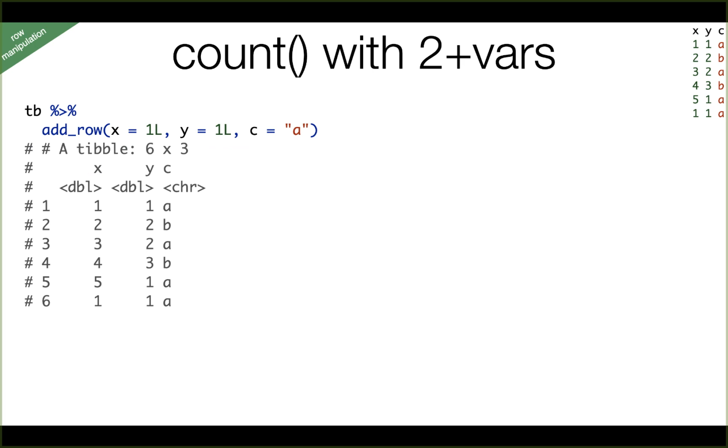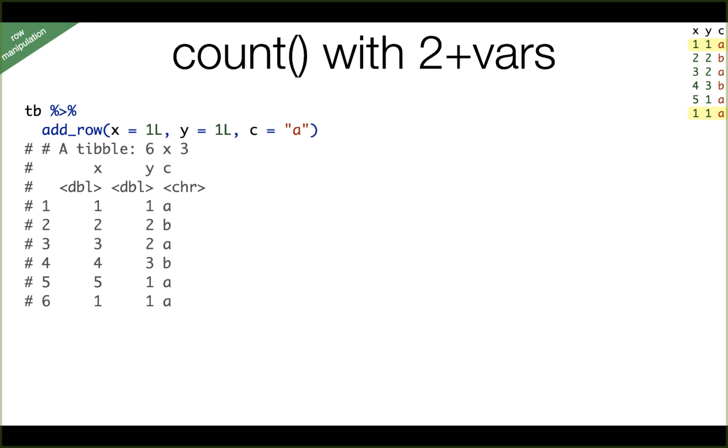Now, count can also be used with more than one variable, but to do this in a meaningful way, I need to actually add a row to the tibble. So my tibble right now doesn't have any duplicated rows, and I'd like to create one. So I'm going to use the add row function to just add a row at the bottom of the tibble. Here my new row is just x is equal to 1, y is equal to 1, and c is equal to a. Those are those rows in the top right that I just added.